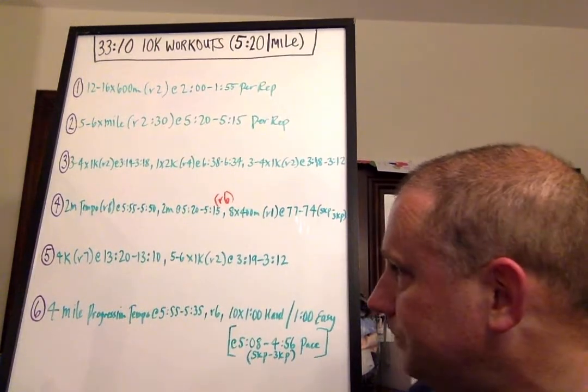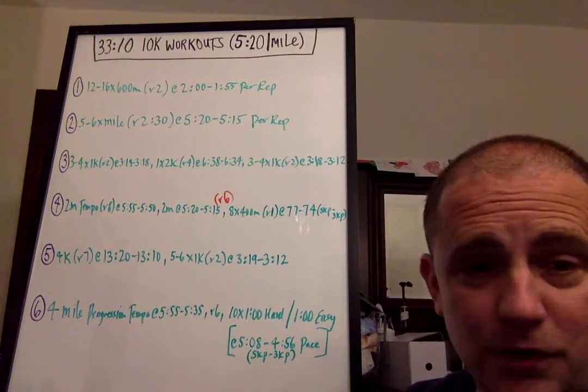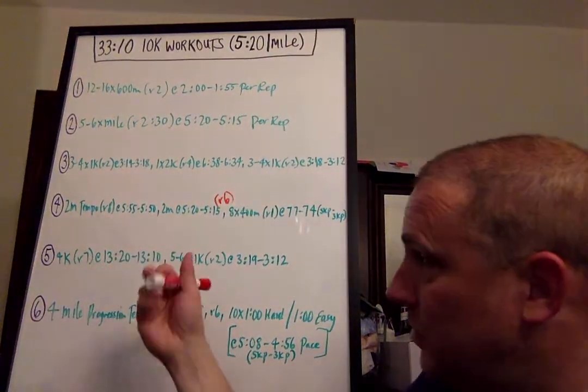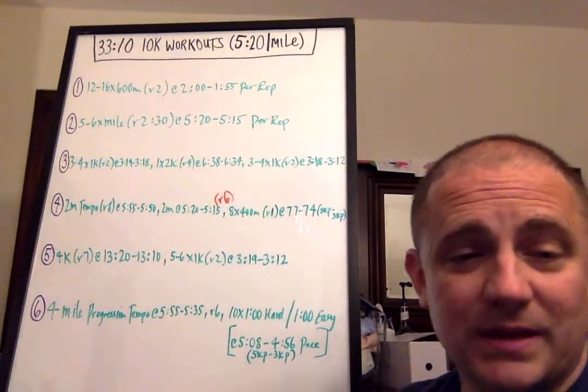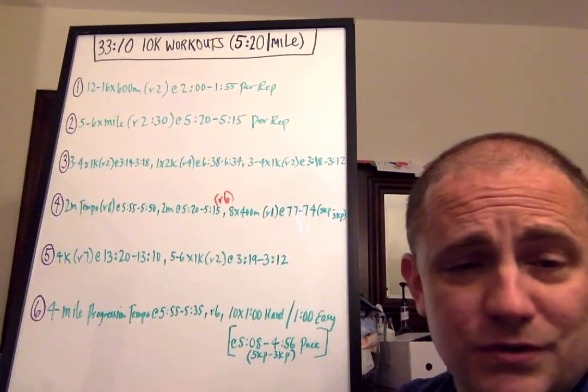So another good way of doing it. And again, you could flip it. You could do the 1,000 meter repeats, and then you can do the 4 kilometer effort at the end if you really want to test athletes. So there's a lot of ways you can do this too.